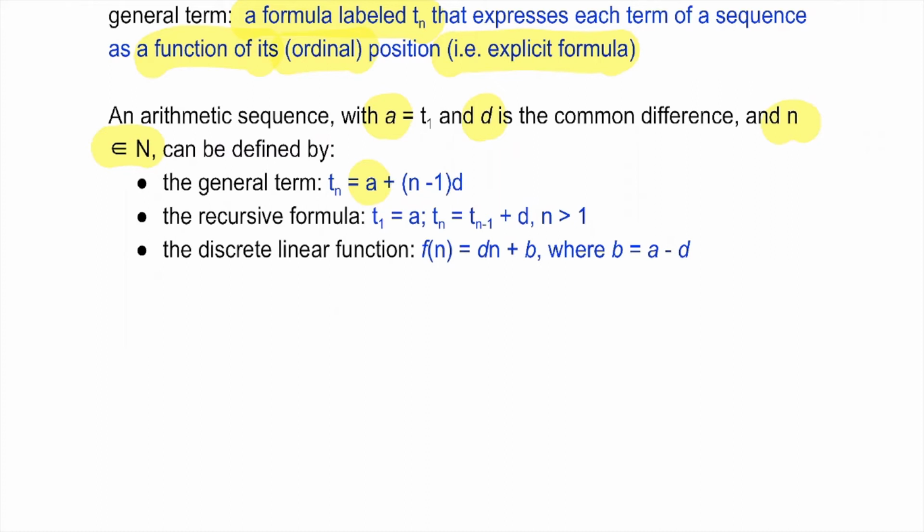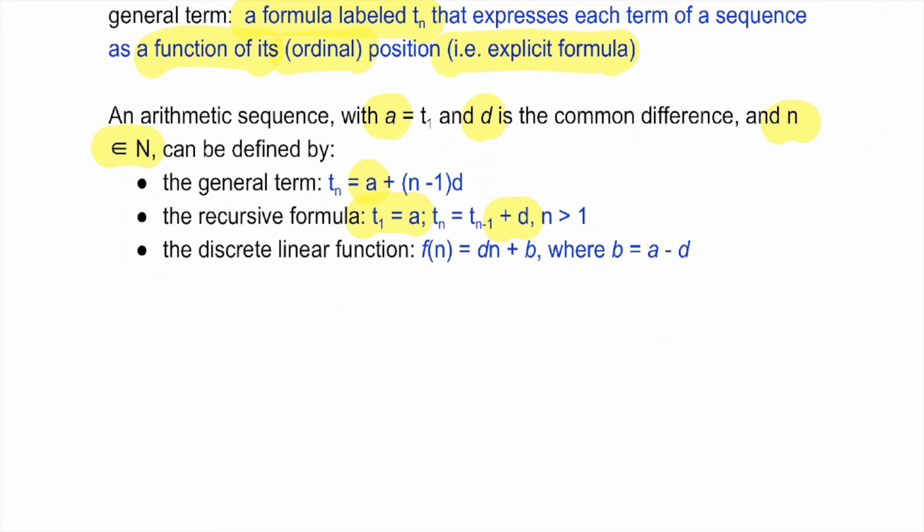Another way, the recursive formula for an arithmetic sequence, is really kind of straightforward. The first term is obviously A, and each term is really the previous term plus that common difference. So that's the recursive formula, and every arithmetic sequence is going to have this same recursive formula, where T of 1 is the first term, and T of n is the previous term plus that common difference.